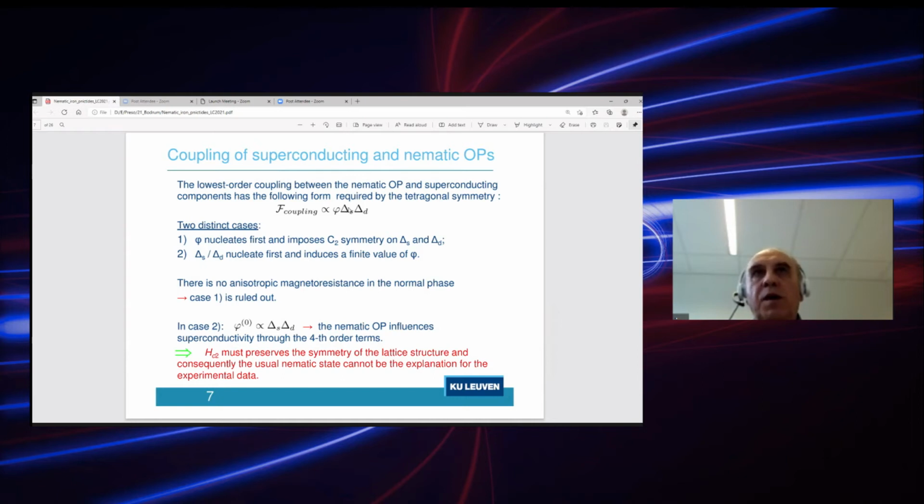So we have to add such a term. It has C2 rotational symmetry. And coupled with phi, it gives an invariant in the tetragonal reference symmetry. So if we now analyze this Ginzburg-Landau approach, we have two possibilities to obtain a nematic superconducting state. Either phi is initially already of lower symmetry in the normal phase, so phi is different from zero. This is the case of electronic nematics. And when we come to superconductivity, we have nucleation of superconductivity.